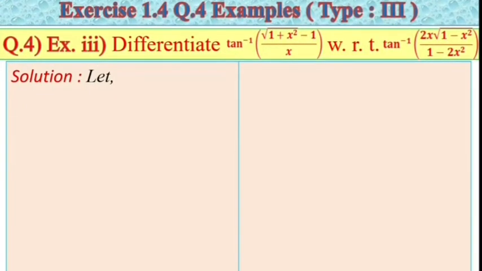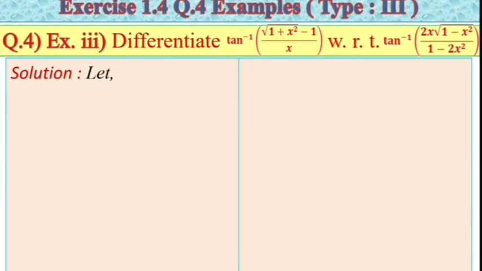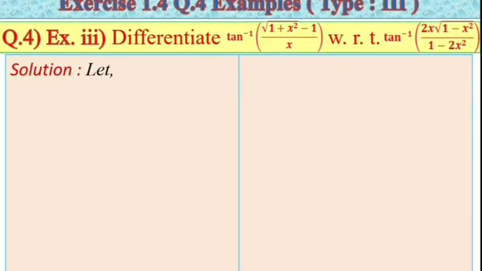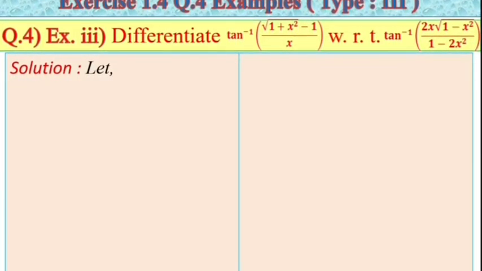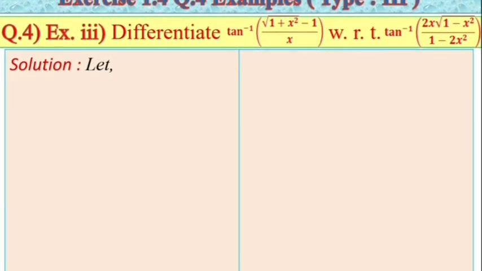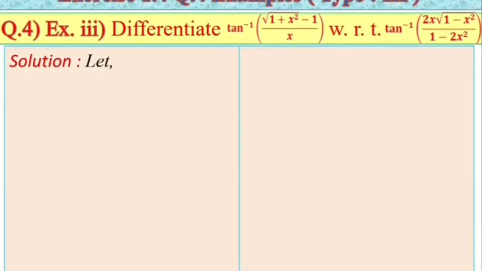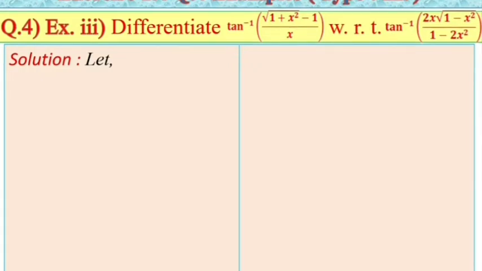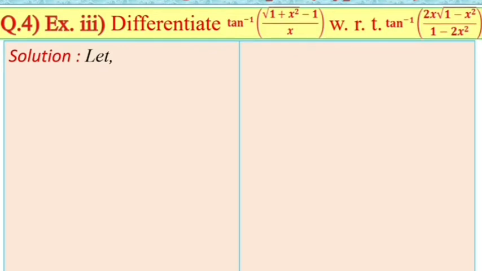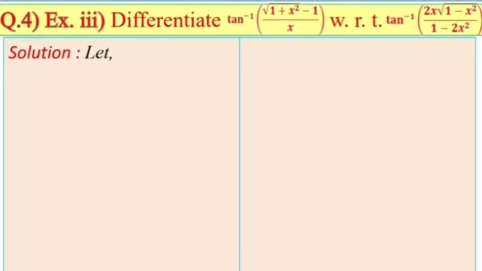Dear students, now take the last example, that is third example of question number 4 of exercise 1.4. Differentiate tan inverse of (root of 1 plus x square minus 1) upon x with respect to the another function, that is tan inverse of (twice x into root of 1 minus x square) upon (1 minus twice x square). Okay, that means here same procedure has to be applied in the last example as it is.